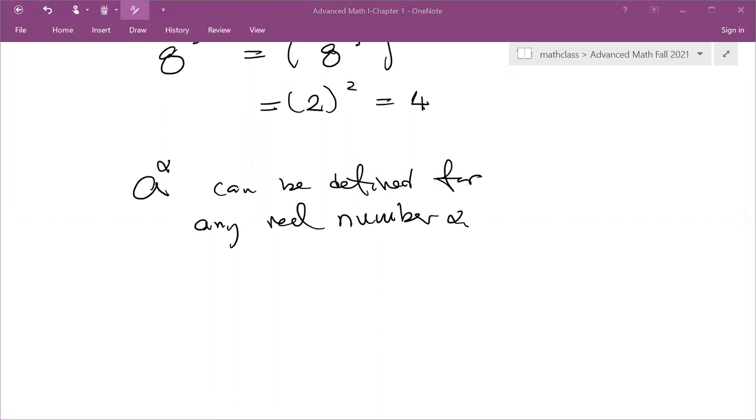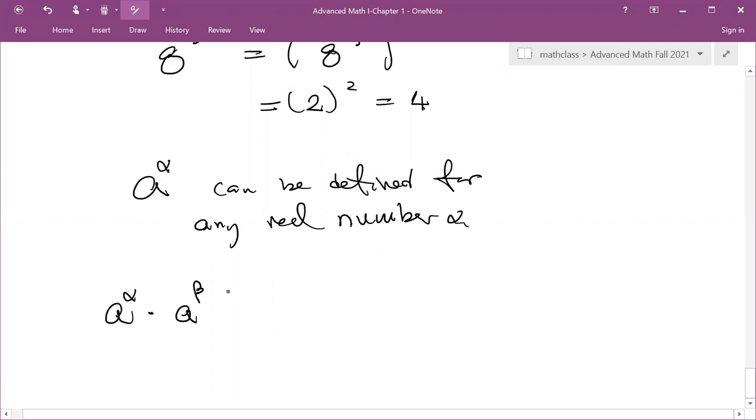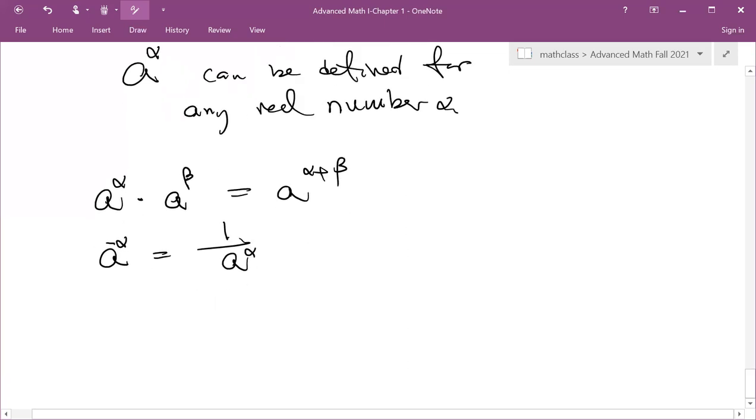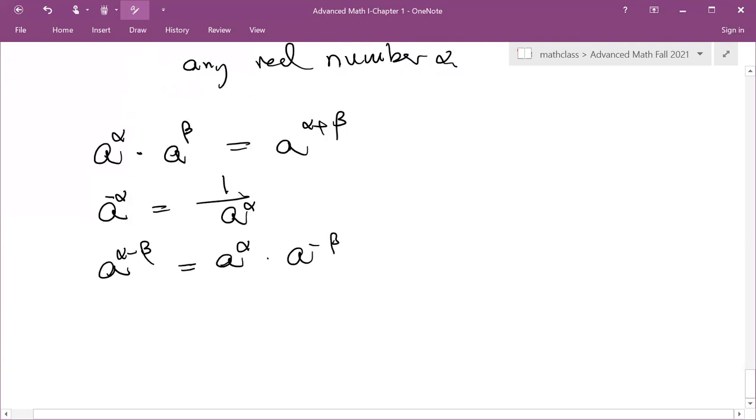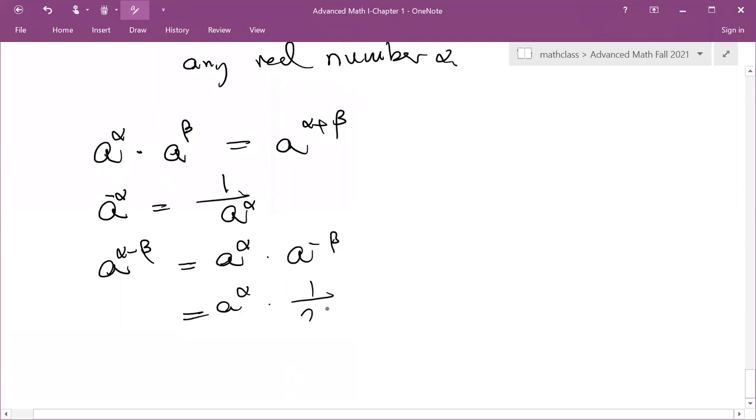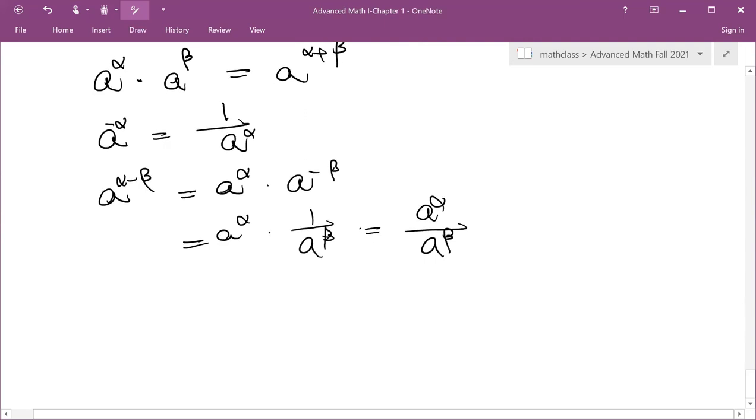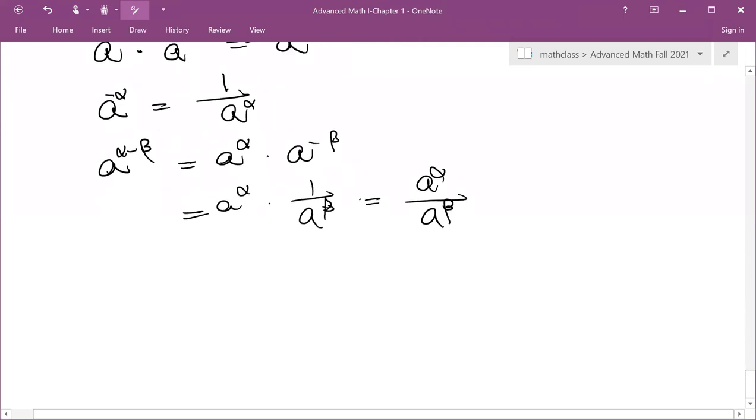So a to the alpha times a to the beta is going to be a to the alpha plus beta. If we have a negative sign, a to the negative alpha means 1 over a to the alpha. Then a to the alpha minus beta can be written as a to the alpha times a to the negative beta, and that is a to the alpha times 1 over a to the beta, so that's a to the alpha over a to the beta. Yeah, so that's good for me.